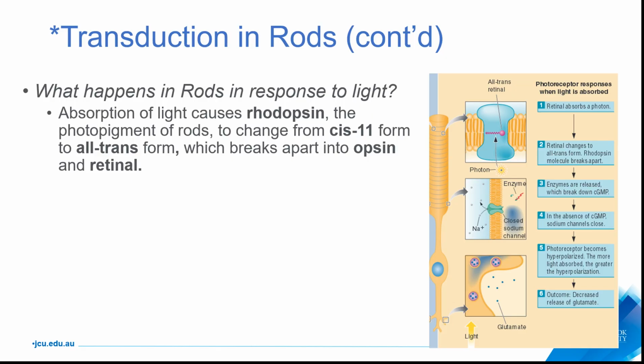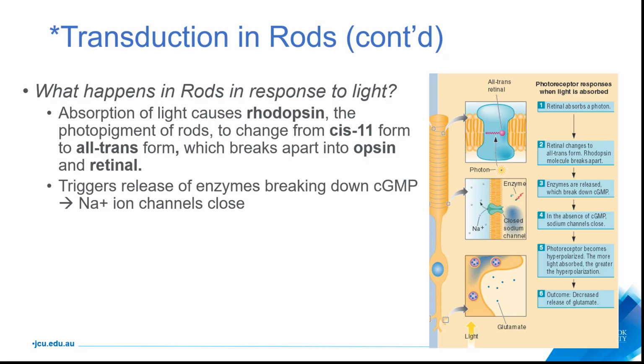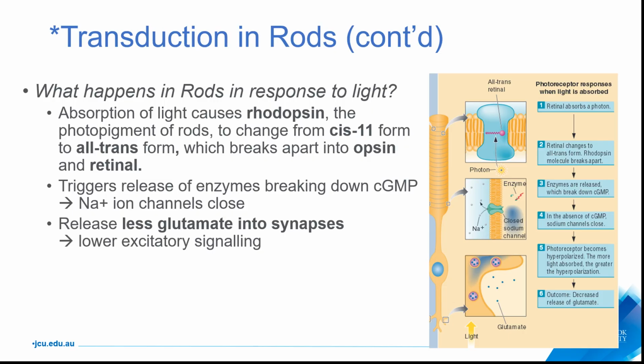So cGMP gets broken down. Because of that, our ion channels close, unfortunately. So we have less glutamate into the synapses, lower excitatory signaling. Remember that. It's not higher inhibitory, it's just lower excitatory signaling. And so our rod membrane potential becomes hyperpolarized. It becomes more negative than negative 30 millivolts. It can be negative 40 millivolts.